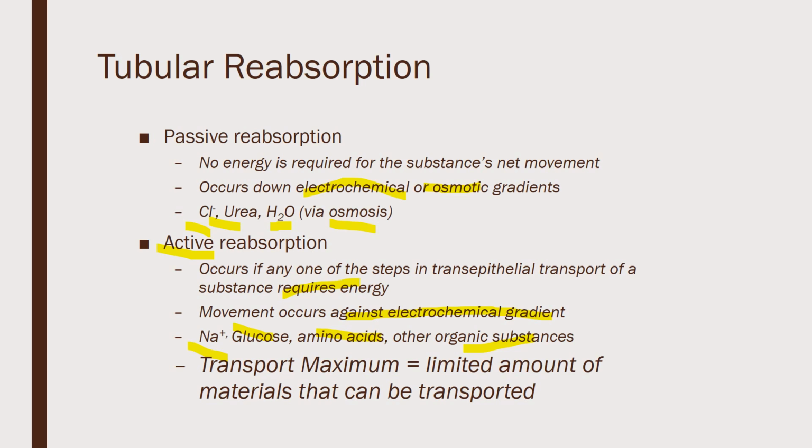All right, so there is a maximum that we have. This is the transport maximum, which is a limited amount of materials that can be transported. So once we are saturated with this, that means that no more of these ions can be pumped back in. And so these are not going to be reabsorbed, and they will just be excreted from the body.